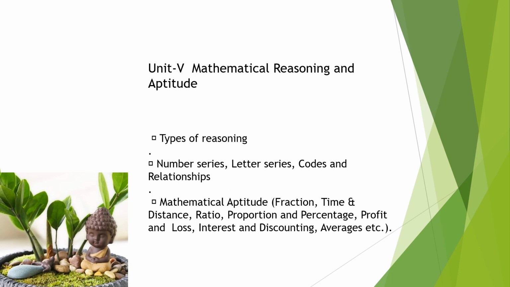Then mathematical aptitude, they will ask about fractions. Then time and distance: the train travels this much distance, and what is the time when you reach, like that they will ask the questions. Then ratios, 2:5, like that, you have to convert. Then percentage, then profit and loss, then interest and discounting, averages, ages, like that things will come.